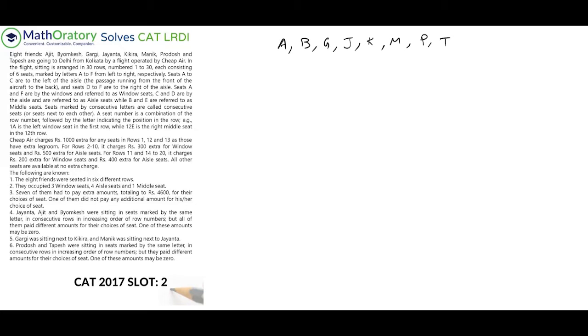They're going from Delhi to Kolkata. In the flight, the seating is arranged in 30 rows, so 1 to 30, and each consists of 6 seats. So I hope you can follow where I'm reading. Each consisting of 6 seats marked by the letters A to F, left to right, respectively. Seats A to C are on the left of the aisle, and seats D to F are to the right of the aisle. If you normally travel by flight, this should be pretty obvious to you.